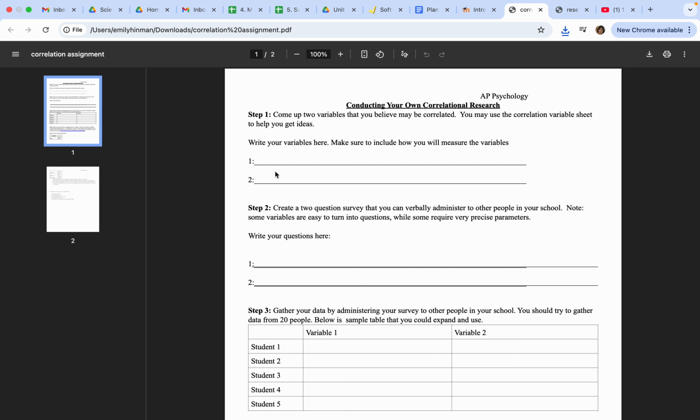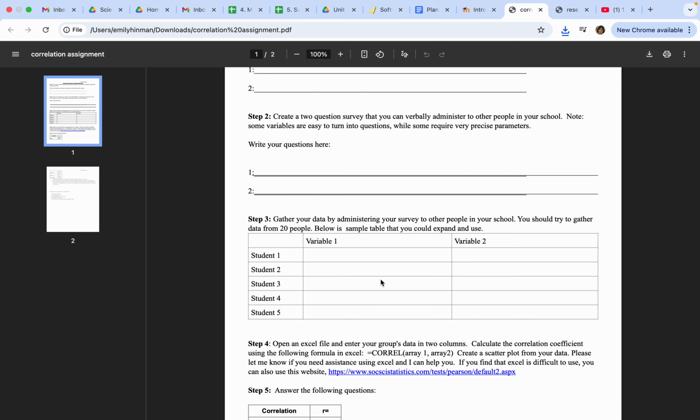So you could ask people online, you could ask your family, you could ask the other students in the class, right? What questions are you going to ask them? So how are you going to ask them? And then the data, ideally 20. If you can't get 20, 10 will be okay.